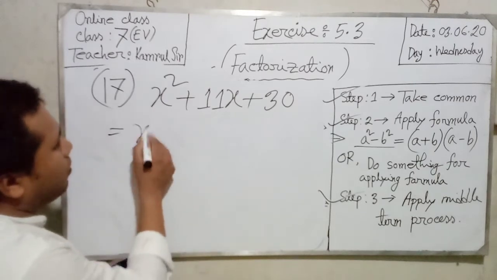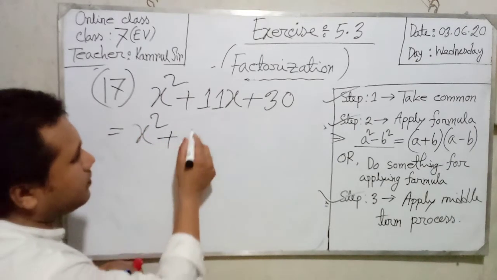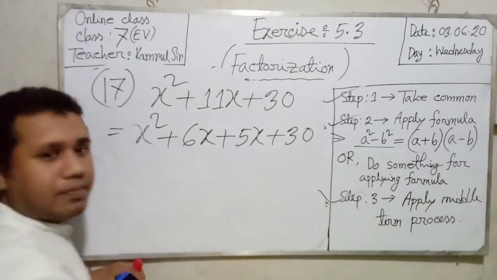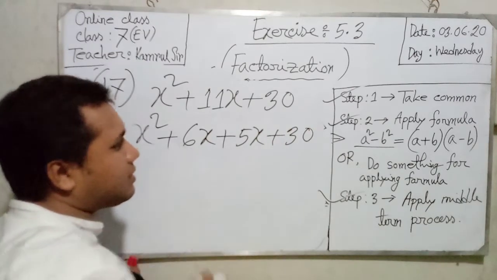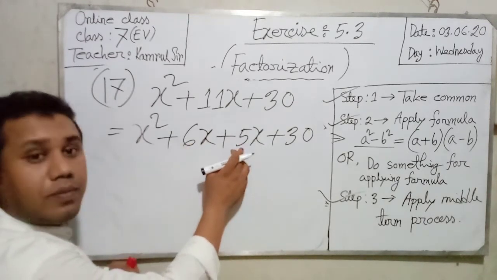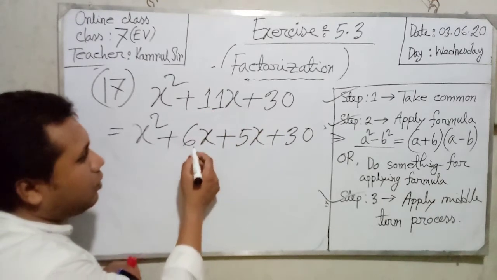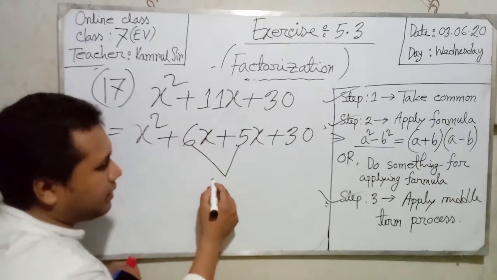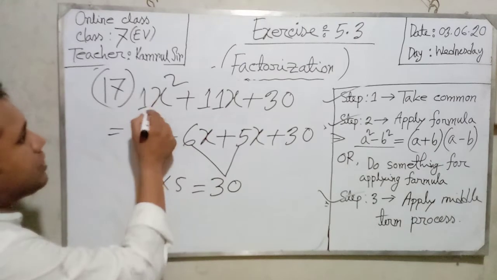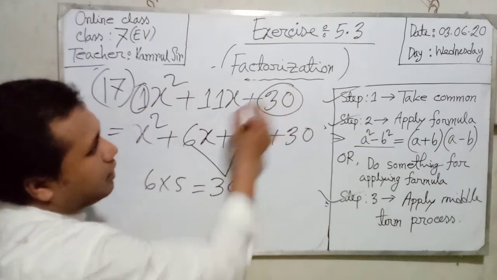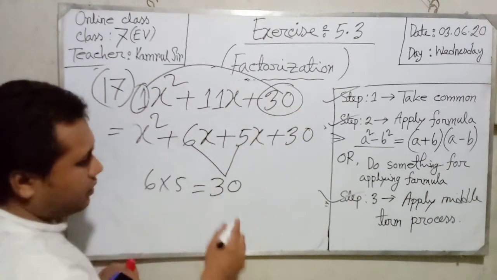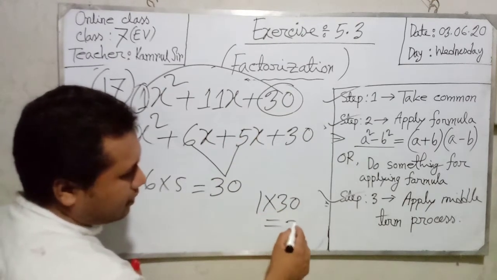Clear? Now look, we have to write x square plus 6x plus 5x plus 30. Now look, why 6x plus 5x? Clear? Why 6x plus 5x? Because 6 and 5, if we add, the answer will be 11. And look, 6 and 5, if we multiply, this will be 30. That means 6 into 5 is 30. And look, what is the coefficient of this one? 1. And what is the constant? Last term, 30. So if we multiply 1 and 30, the answer is 30.